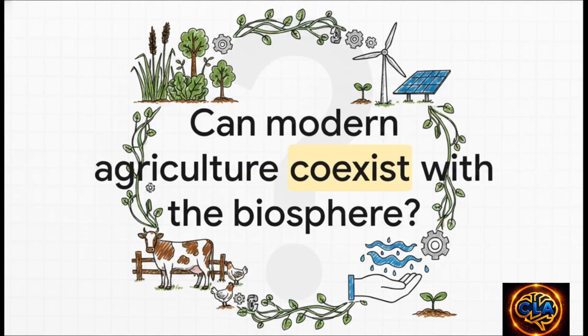Which leaves us with one defining question. Can modern agriculture and human development devise methods to coexist with the biosphere rather than destroy it? Everything we've looked at today suggests we're standing right at a tipping point. I really hope this explainer has given you the clarity to understand these vital biotic resources and the inspiration to be part of the solution.